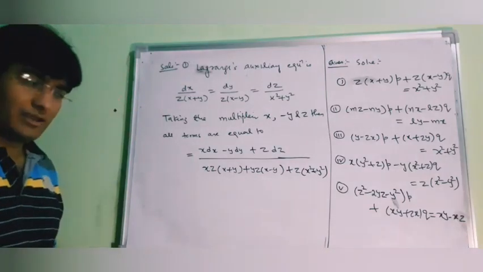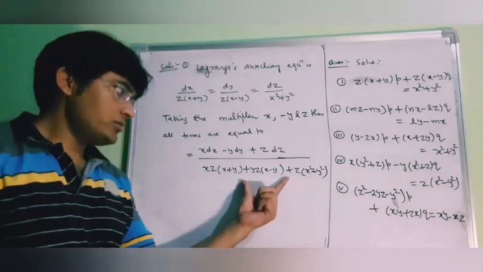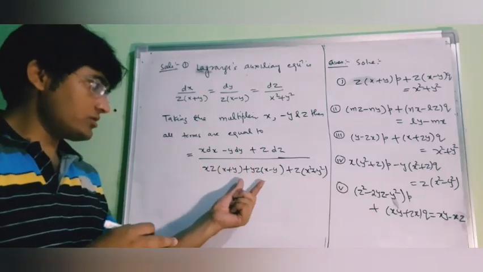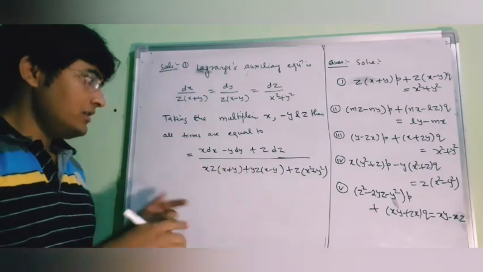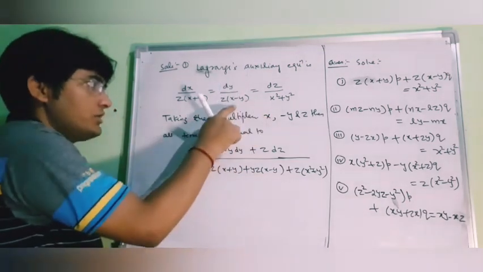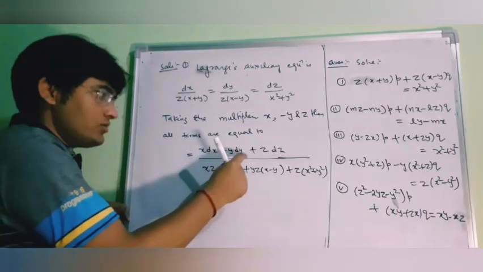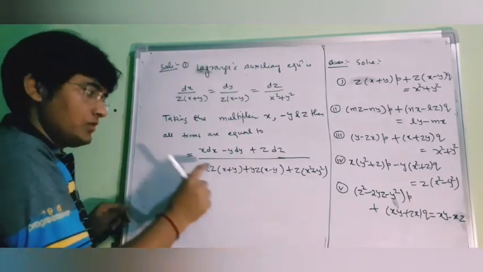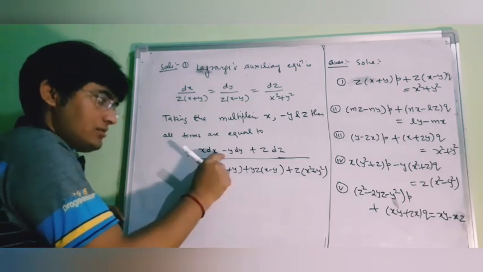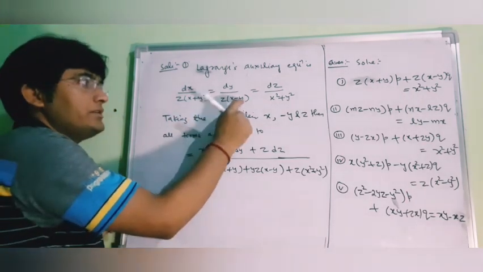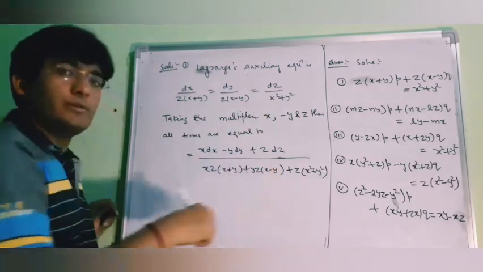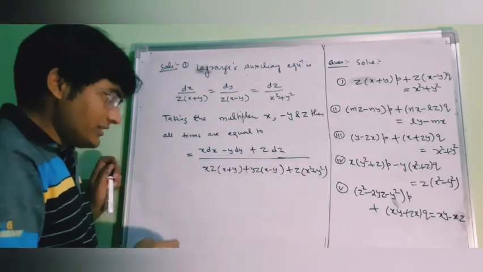Now what is our aim? Our aim is to reduce this term equal to 0. If we are able to reduce this term to 0, then if you cross multiply this term to this term or this term, you will see that your numerator will be equal to 0. Now if this is 0, then this upon 0 will be equal to these 3 ratios. So that means x dx minus y dy plus z dz will be 0. So let us see whether it is 0 or not.